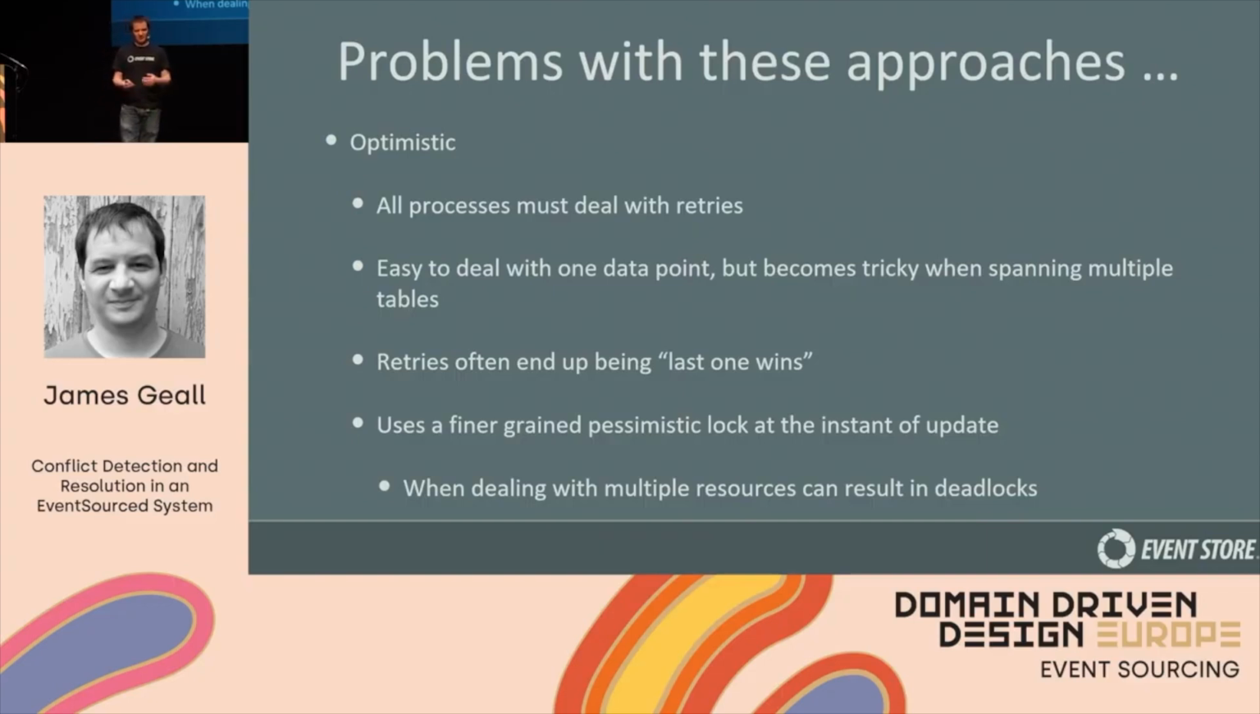It uses finer grained pessimistic locks than the pessimistic locking, where when you read the data, you take the lock, but it's still a pessimistic lock at the point of update inside the database engine. Again, when dealing with multiple resources, it can result in deadlocks.